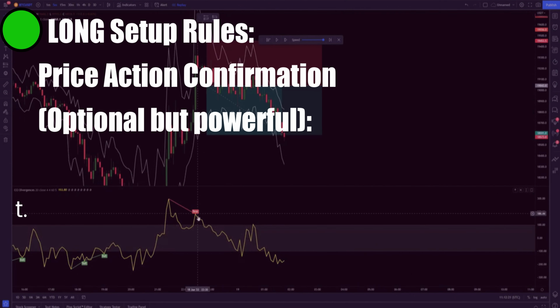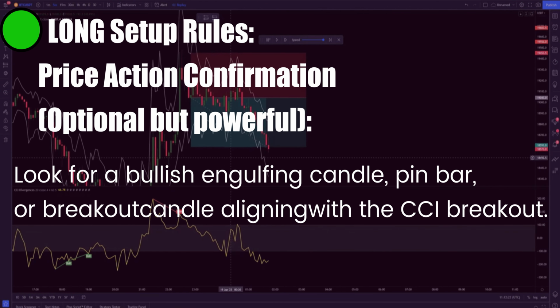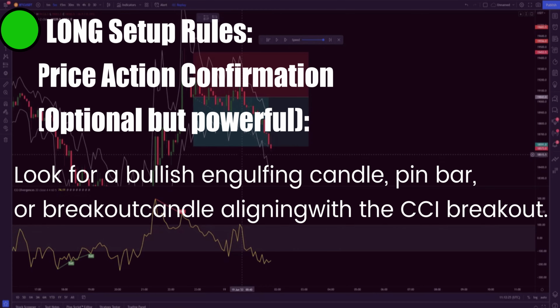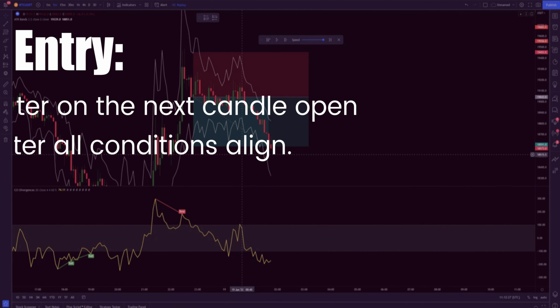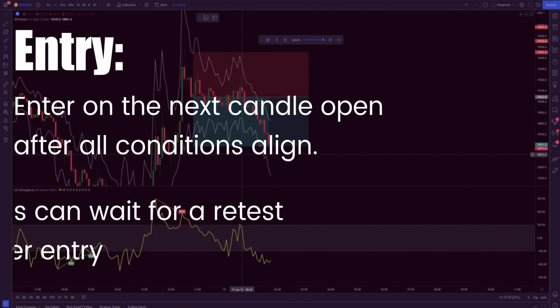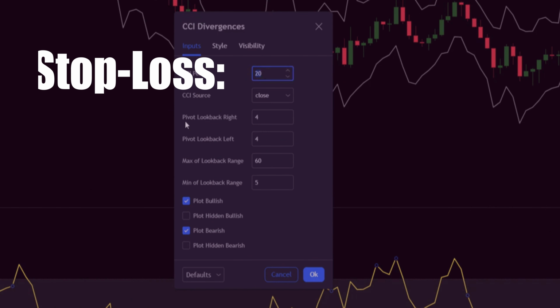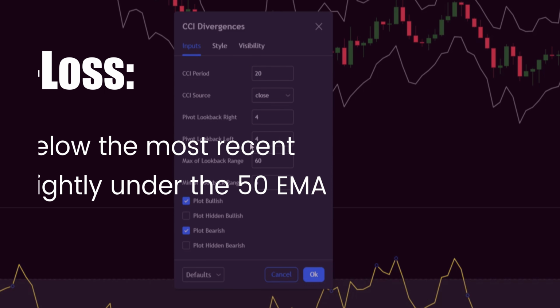Price action confirmation, optional but powerful. Look for a bullish engulfing candle, pin bar, or breakout candle aligning with the CCI breakout. Entry, enter on the next candle open after all conditions align. Conservative traders can wait for a retest of the EMAs for better entry. Stop loss, place SL just below the most recent swing low, or slightly under the 50 EMA.